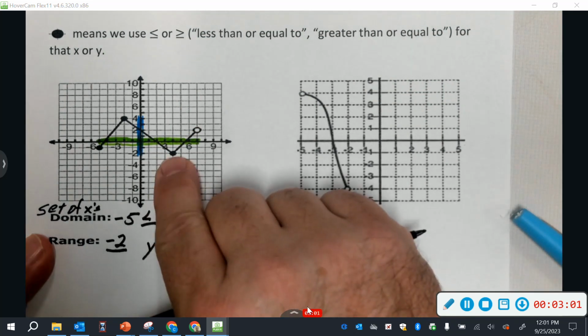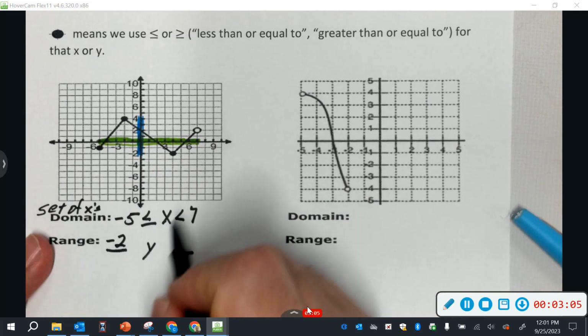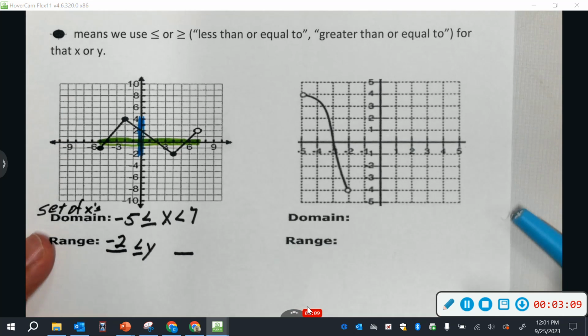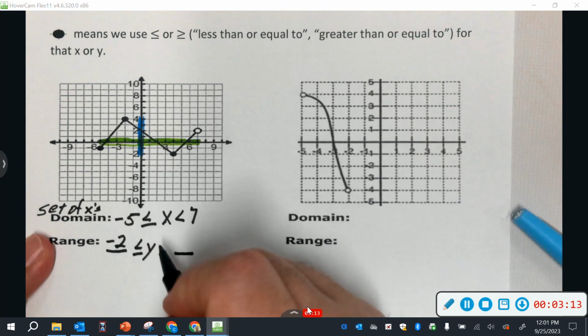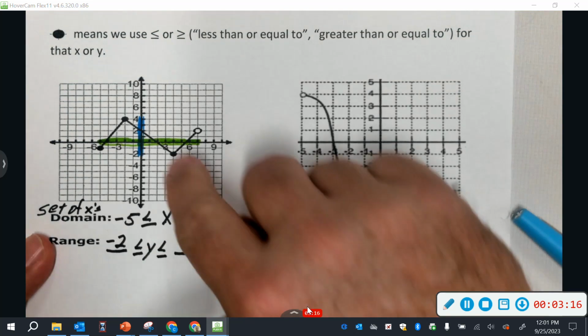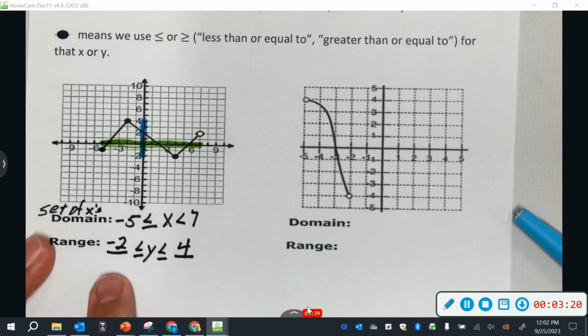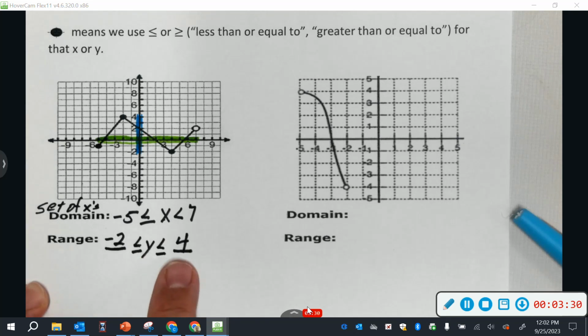Now this negative 2 is represented here with this closed dot, so that'll be less than or equal to. And then up here we have a closed dot as well, so that'll be less than or equal to, and that goes all the way to 4. So our range on this one is going to be all real numbers greater than or equal to negative 2, less than or equal to 4.